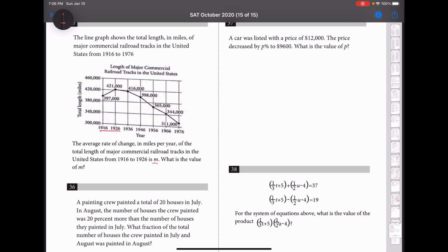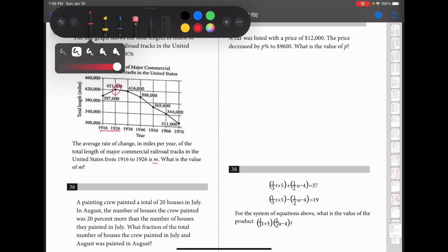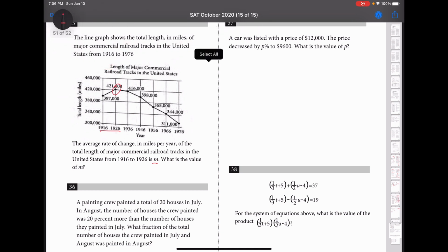So what's the change in Y? We have this number here, 421,000. Let me write that down. 421,000 is going to subtract 397,000. And the change in the number of years is 10 years.